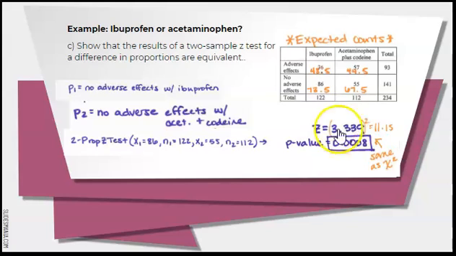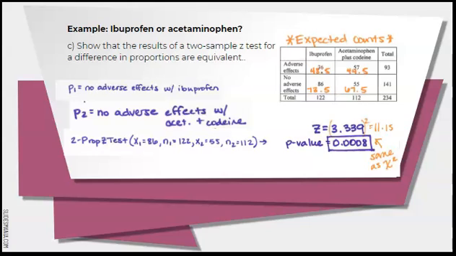Now if I square that, I get 11.15, which happens to be the exact thing as chi-squared. Why would I square it? Because it's a two-tailed test. And my p-value comes out to be 0.008, same thing I had before. So notice if I do it as proportions versus categorical data, I end up with the same result.